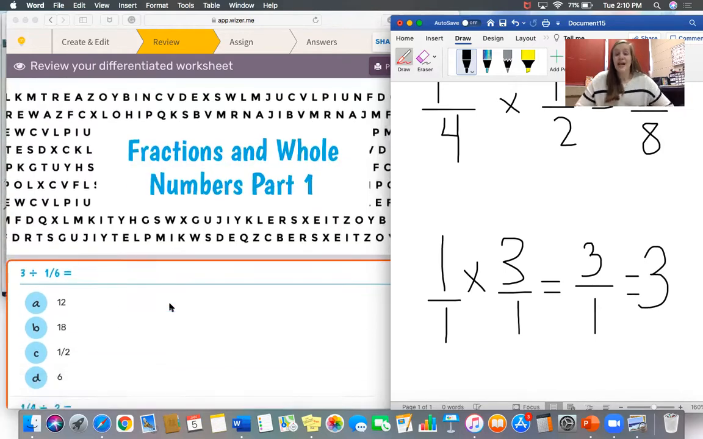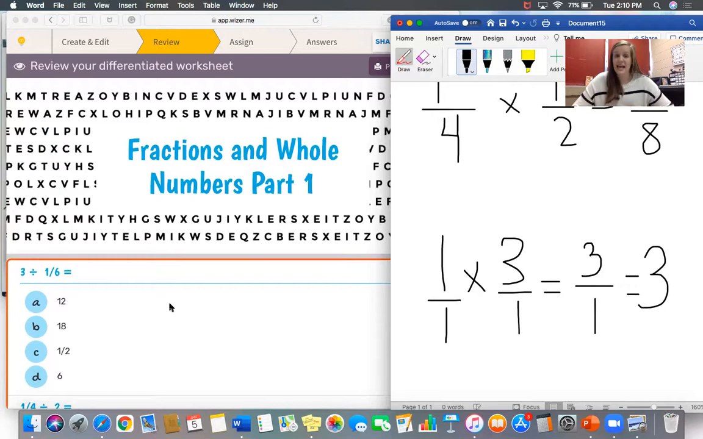Alrighty, guys, so you have another short assignment today on Wiser, just like yesterday's, but you can use our KFC acronym to help you solve these problems. But if today's lesson was confusing for you, go back and use those fraction bars again. Use whatever method works best for you.